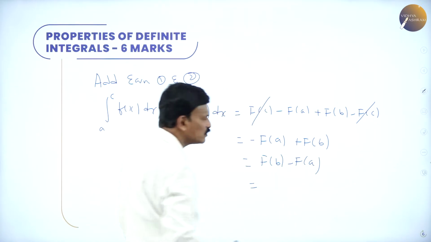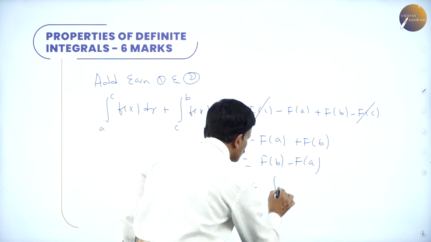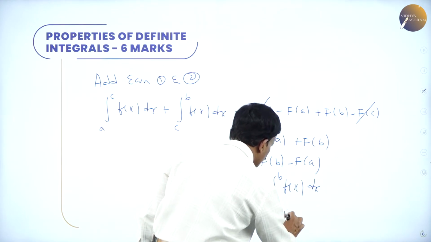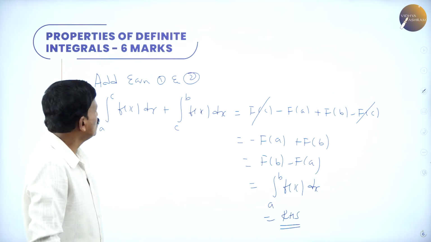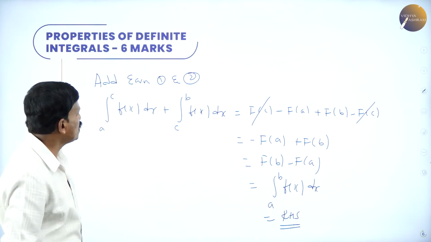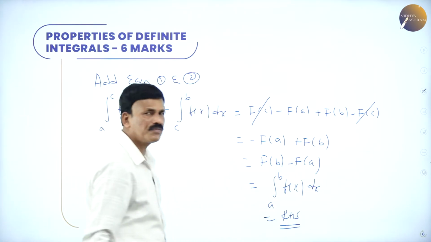What is this equal to? F of b minus F of a is nothing but integral a to b f of x dx, which is the required RHS. That's it. So, integral a to c f of x dx plus integral c to b f of x dx is always equal to integral a to b f of x dx.